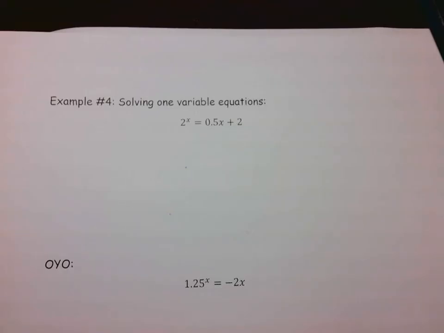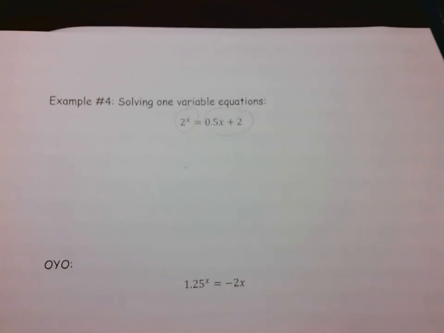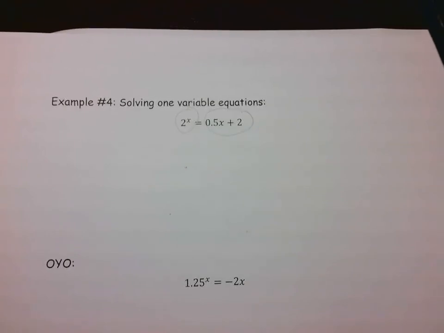And finally, example number 4, solving one variable equations. So this is asking you, for what value of x will these equations be equal to each other? In other words, if I were to graph this and if I were to graph this, where would they intersect, and what is the x value? What is the x coordinate point at their point of intersection?